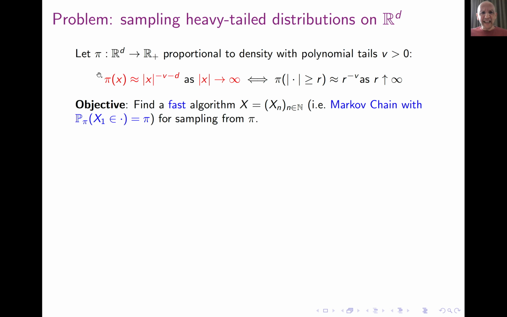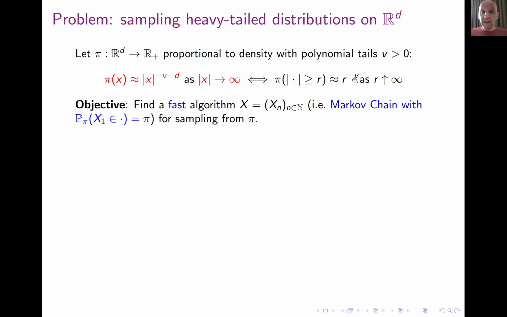So in other words, the tail of pi is sandwiched between two polynomials with different constants of this order. And here the power is minus v minus d. d is the dimension, and v is a positive parameter that essentially tells me how many moments pi has. You see, the tail of pi then decays as r to the minus v.